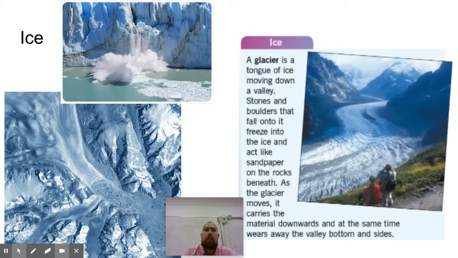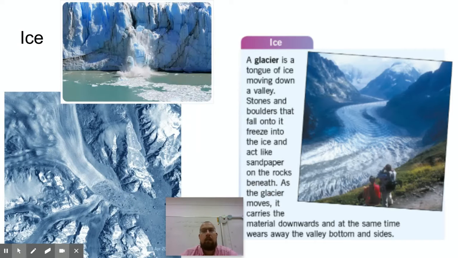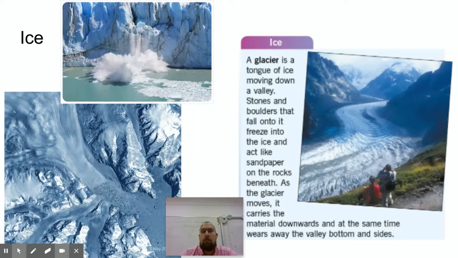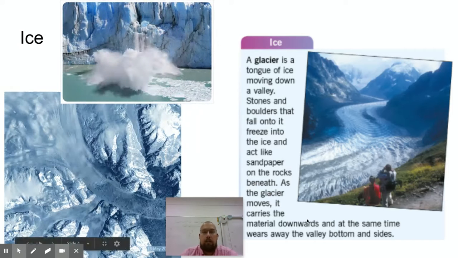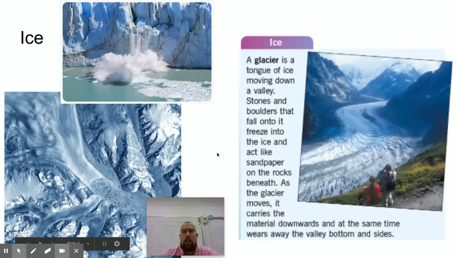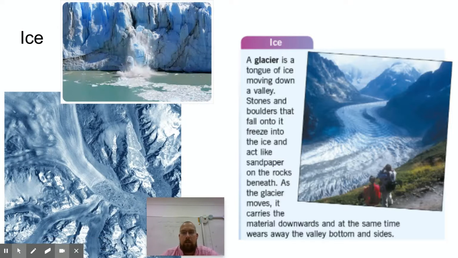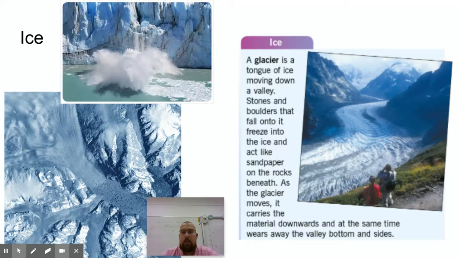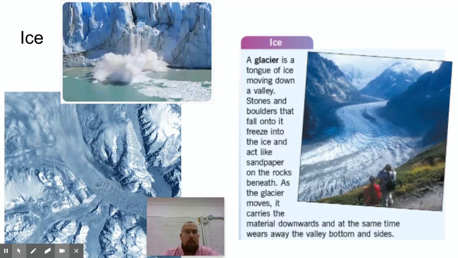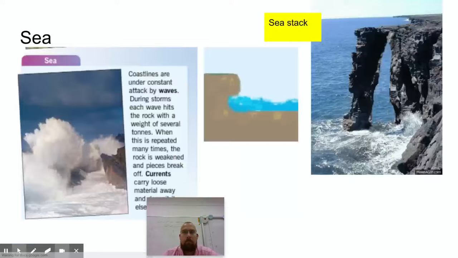Okay, ice. A glacier is a tongue of ice moving down in valleys. Stones and boulders that fall into the ice act like sandpaper on the rocks beneath. As the glacier moves, it carries the material downwards and at the same time wears away the valley bottom and the sides, just like the river, okay?